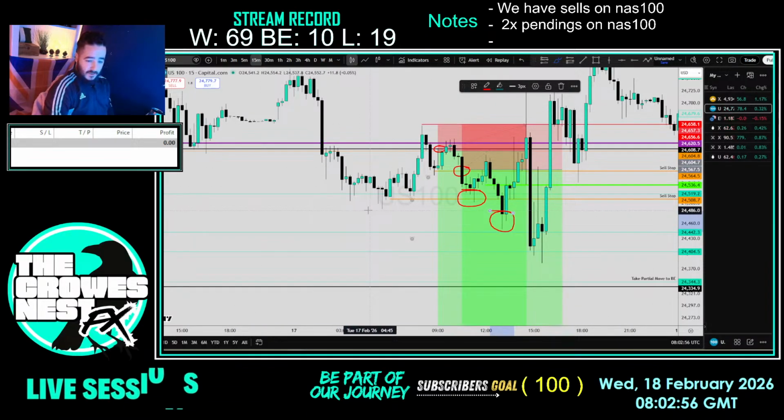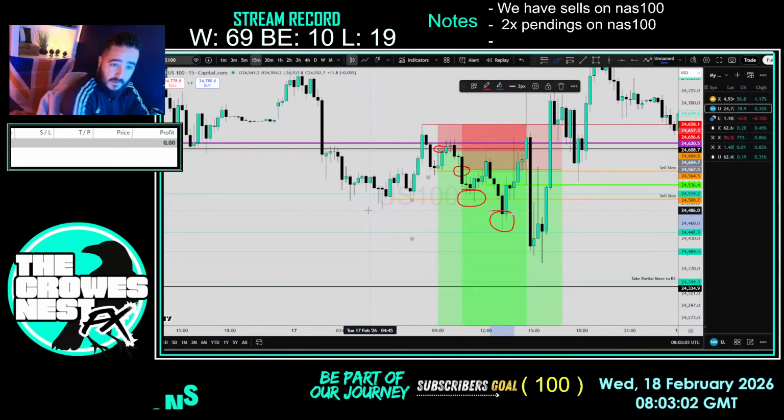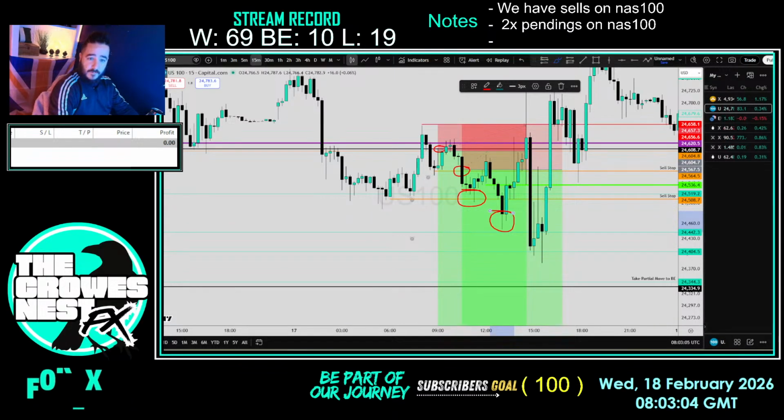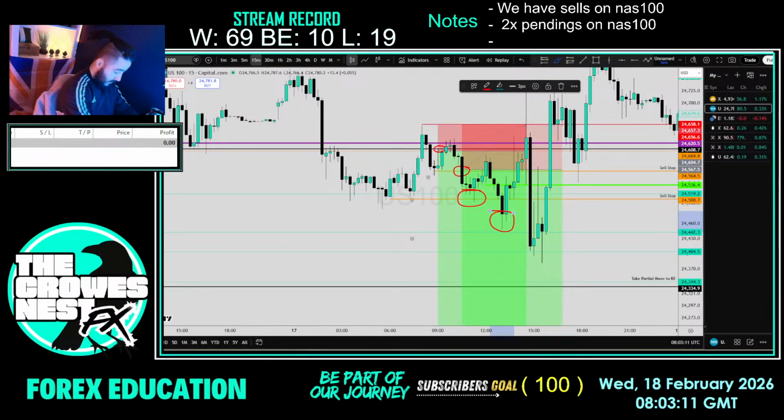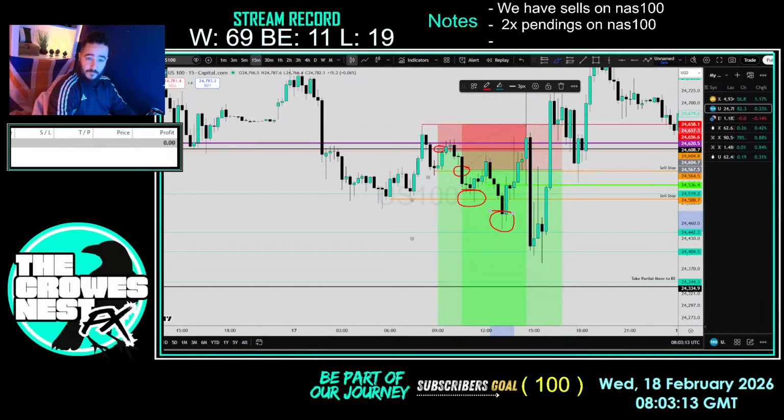So I actually got nothing from this trade yesterday. I could have took partial, but we didn't. So unfortunately, it's just another break even trade. And that's what I hate, when you've been sat in a trade for hours and hours and hours, you just end up hitting break even.